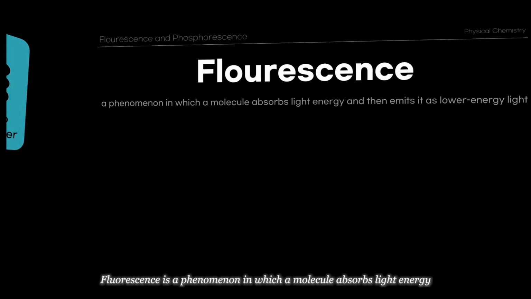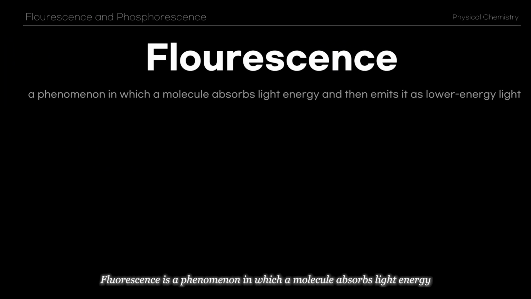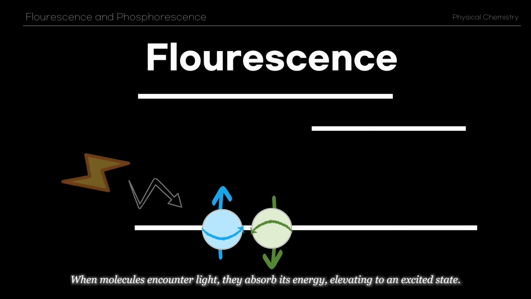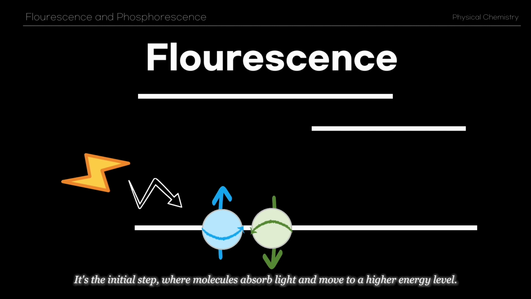Fluorescence is a phenomenon in which a molecule absorbs light energy and then emits it as lower energy light. Fluorescence begins with stimulated absorption. When molecules encounter light, they absorb its energy, elevating to an excited state. It's the initial step, where molecules absorb light and move to a higher energy level.